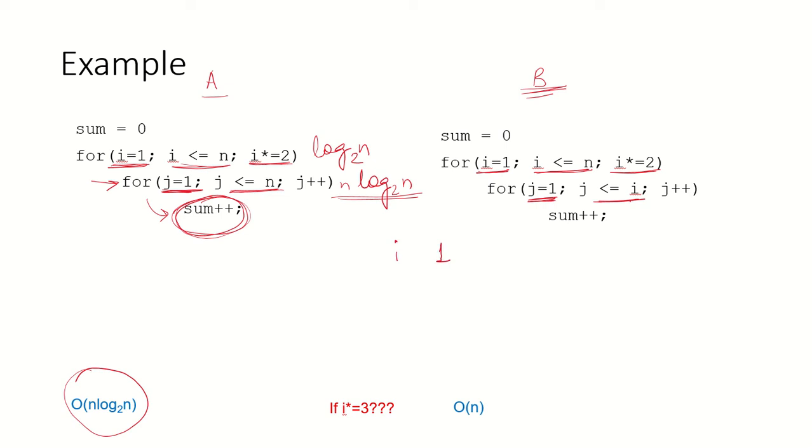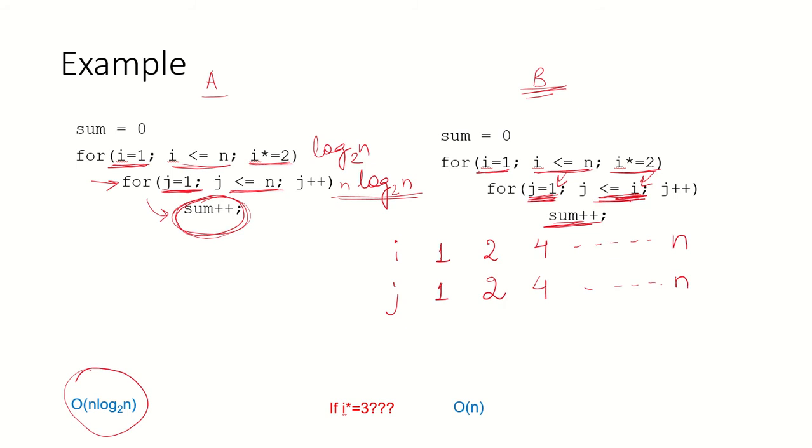When I was 1, j was going from 1 to 1. That means only once, this would be executed. Next, I was 2. So j was going from 1 to 2. So sum was being executed 2 times. When I was 4, j was going from 1 to 4. That means 4 times sum was being executed, and so on till I becomes n, and this would be executed from 1 to n, that means n times.